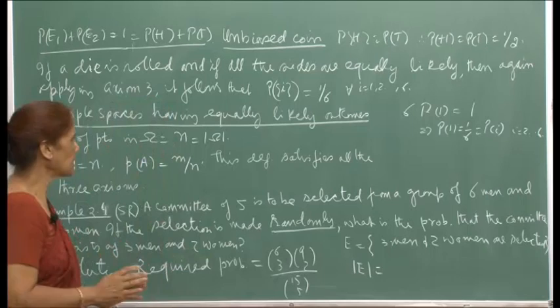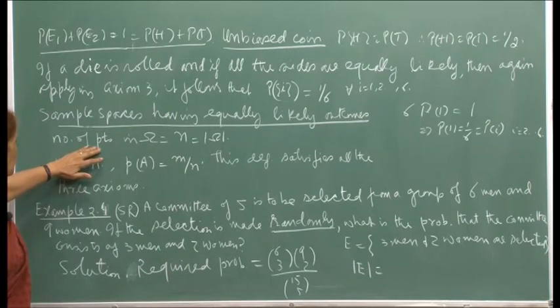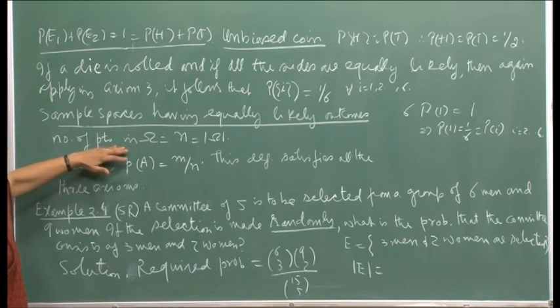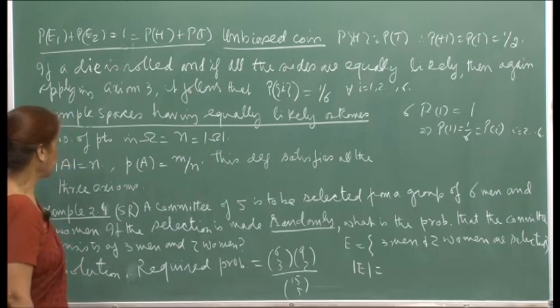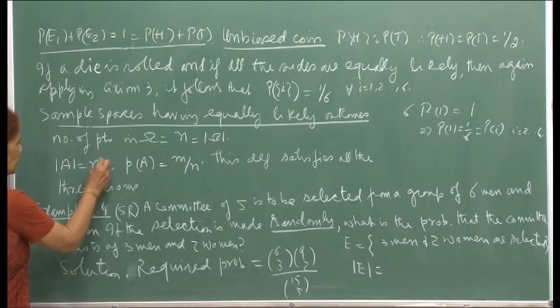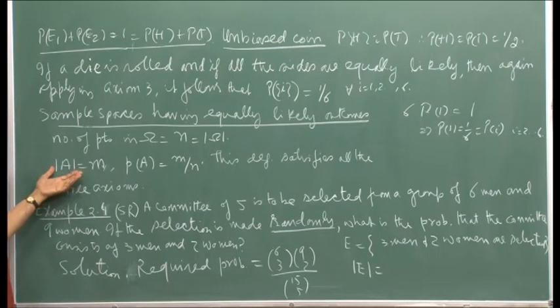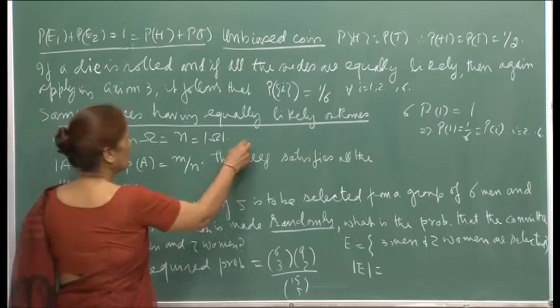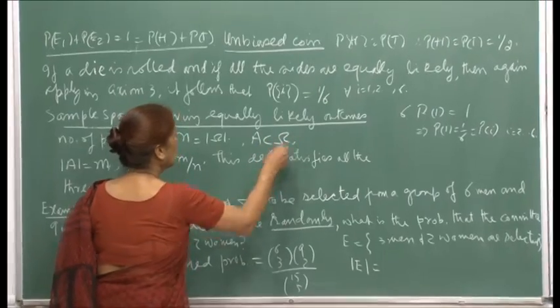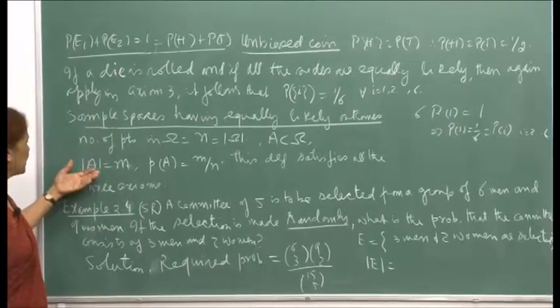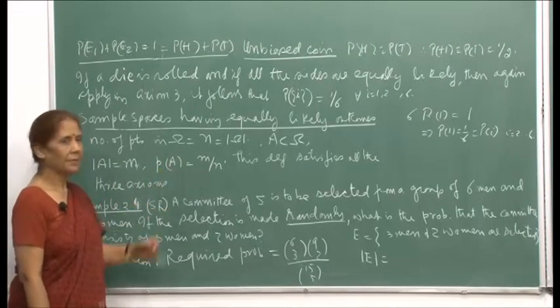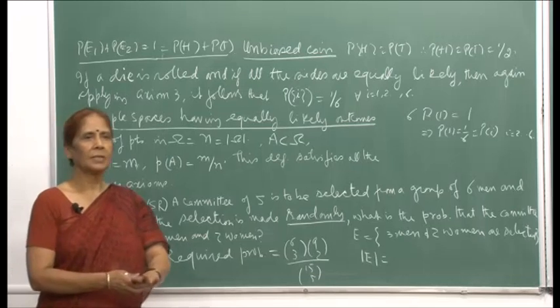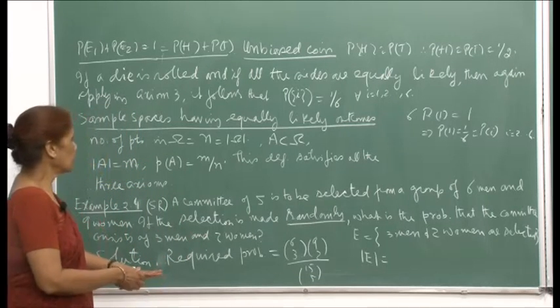If this is satisfied, then let us start with this definition. Suppose omega has n number of points, that means the cardinality of omega is n, and the number of points in A, where A is an event, A is a subset of omega, is m. Then we define the probability of A as m divided by n.